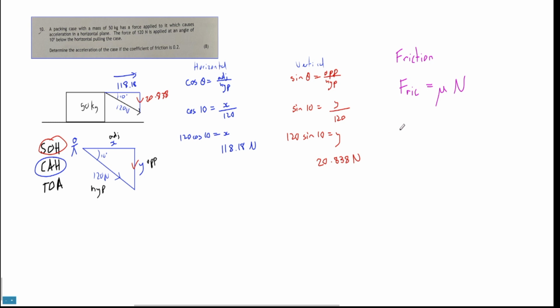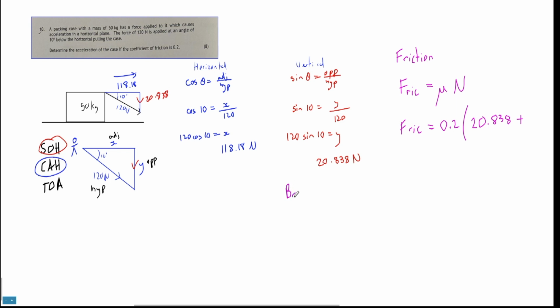Anyway, the friction force is the coefficient, which is 0.2 from the question over here. And then the normal force is going to be the two things combined, because they're both pushing in the same direction. There's the vertical force from the chain, from the thing we're pulling it with, which is going to be 20.838 plus the downwards force from the box, which I didn't calculate. Let's do that real quick.